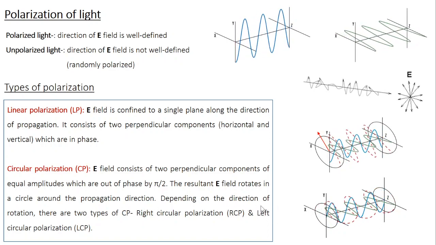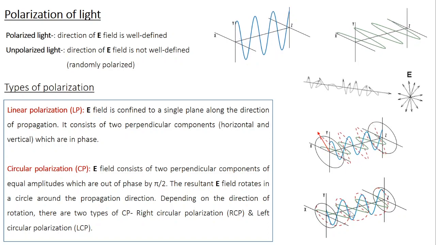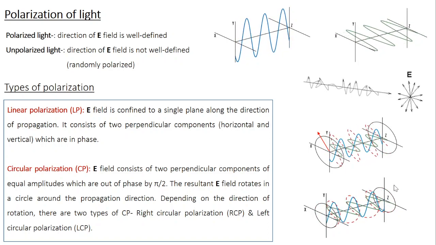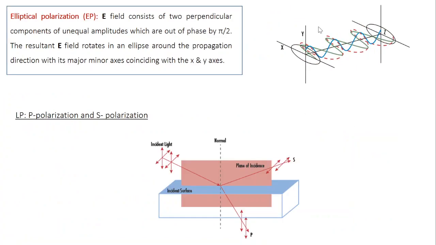The elliptical polarization is very similar to circular polarization, just that instead of rotating in a circle, the electric field is going to rotate in an ellipse. And what's the difference between a circle and an ellipse? In the case of a circle, the radius is constant in all directions, but in the case of an ellipse, you have a major axis and a minor axis, and their lengths are different. So here, the electric field consists of two perpendicular components of unequal amplitudes which are out of phase by pi by 2. And the resultant field rotates in an ellipse around the propagation direction.